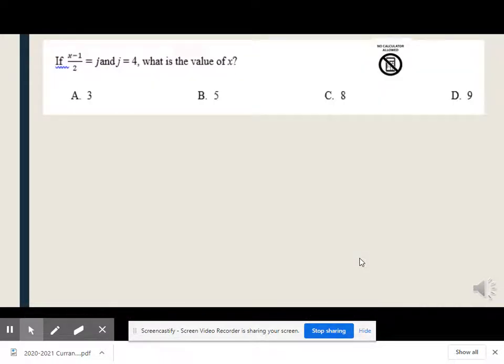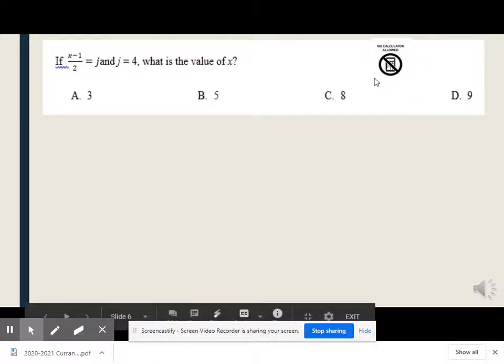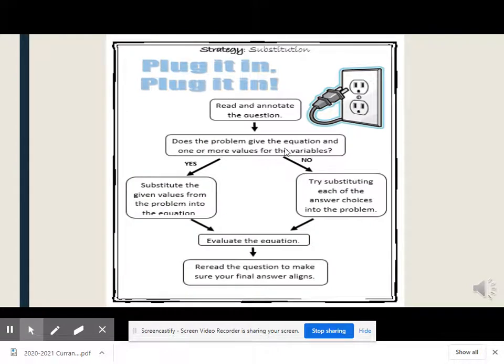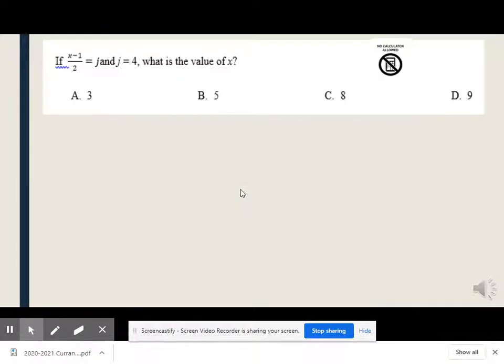So let's take a look at an example. This problem was pulled from a previously released test where no calculator was allowed. If (x minus 1) divided by 2 equals j and j equals 4, what is the value of x? Does the problem give the equation and one or more values for the variables? Yes, so we are going to substitute those in. Anywhere we see j in the problem, we are going to substitute it with the value of 4. So (x minus 1) divided by 2 equals 4.